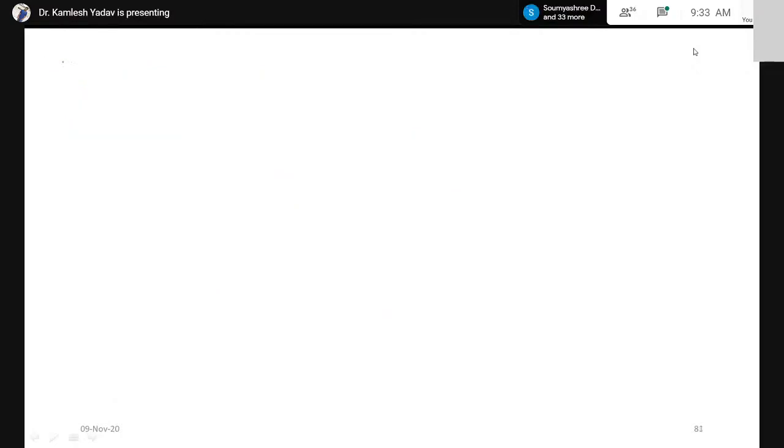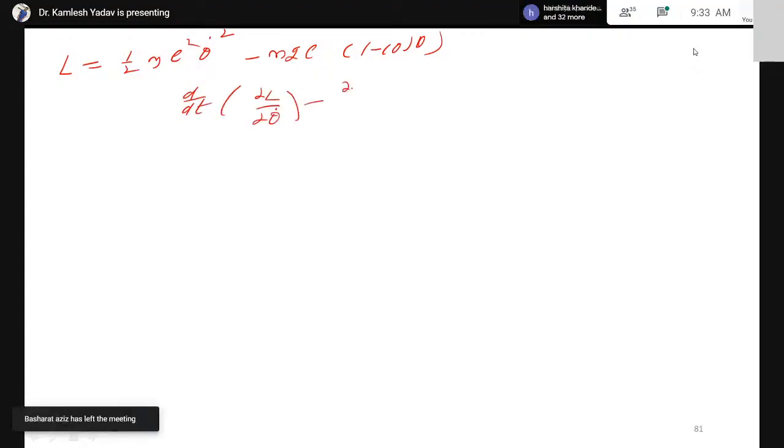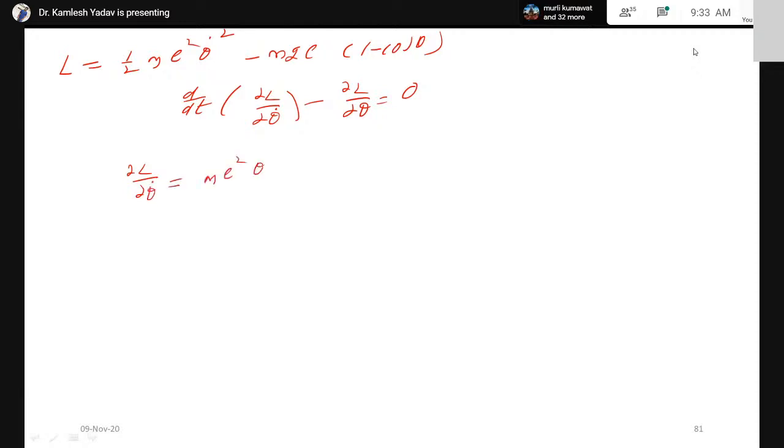Therefore, let me write the Lagrangian: half m theta dot square L square minus mgl times 1 minus cos theta. Now theta is the variable, then we can write d by dt of partial L with respect to theta dot, minus partial L with respect to theta, is equal to 0. From this we can find partial L with respect to theta dot, that will be equal to m L square theta dot.